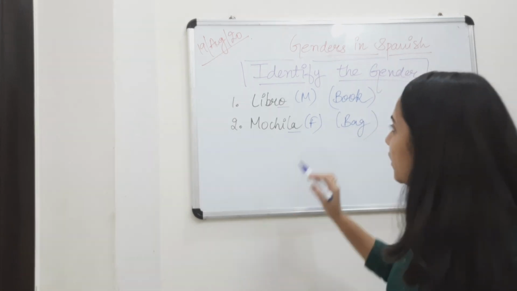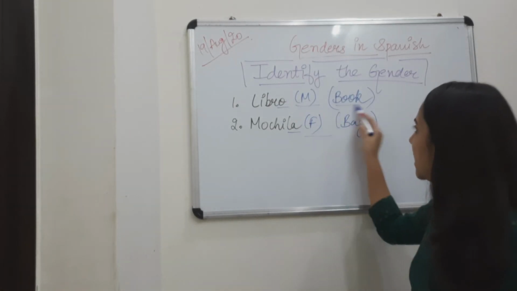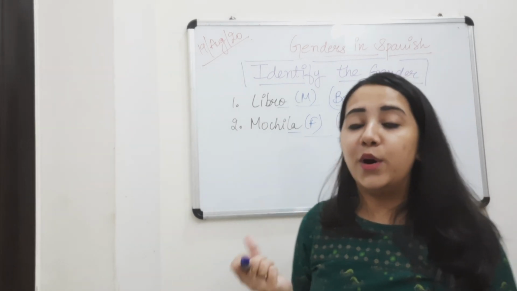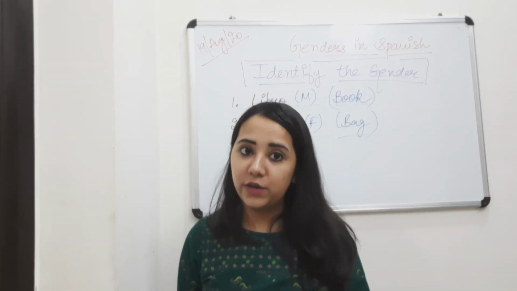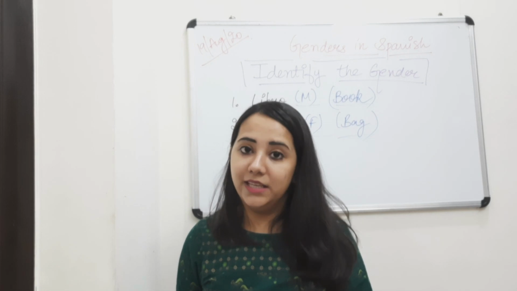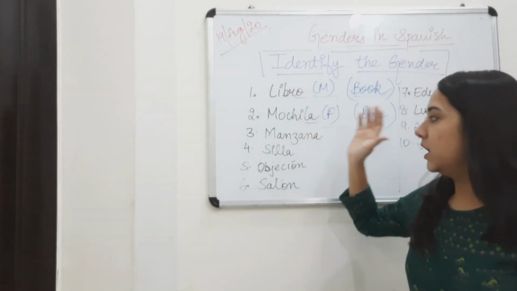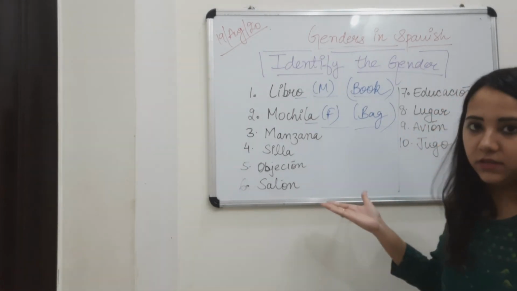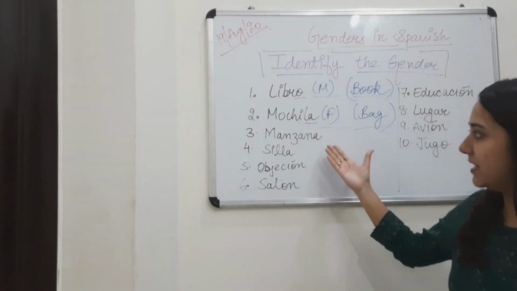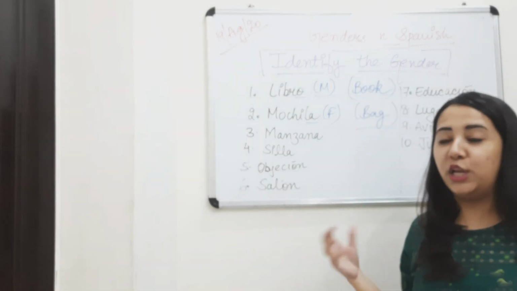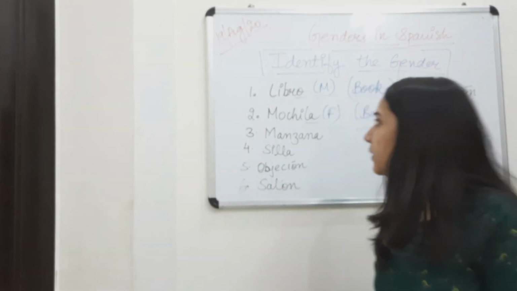So first of all you will identify the gender, then you will write down the meaning, just for your own information, what that word means in English. As you can see, I have done the first two for you. The rest of them you will do by yourself. The third one, manzana, is ending with a. Now you have to identify whether it is masculine or feminine. And then you will write down the meaning.